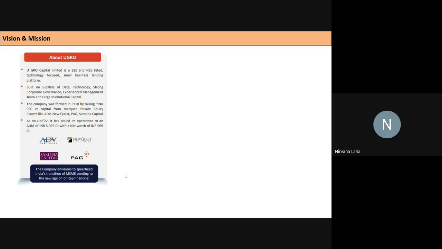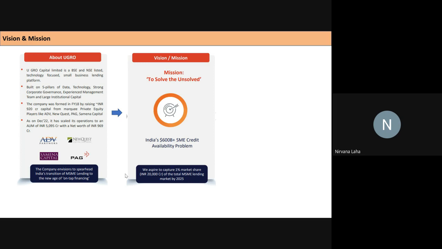So basically, they want to be the new leaders of MSME financing in India. And their mission and their vision is basically to solve the unsolved problem of credit availability for the SME segment in India. They say that there is a 300 billion gap in credit availability for the SME segment, small business owners, and they want to solve that problem. They want to capture 1% market share there, which would make their AUM about 20,000 crores. So that's their goal. As on date, they are at 25% of that. So they are at 5,000 crores.